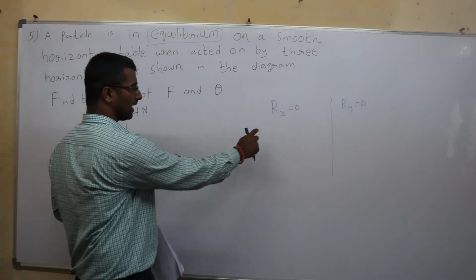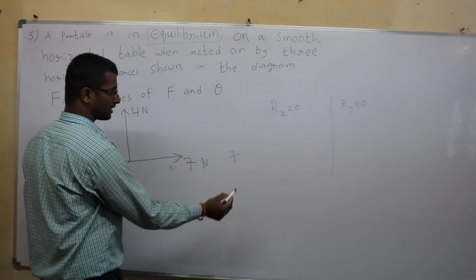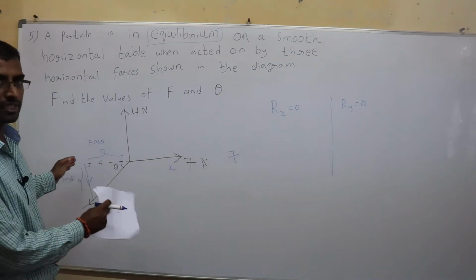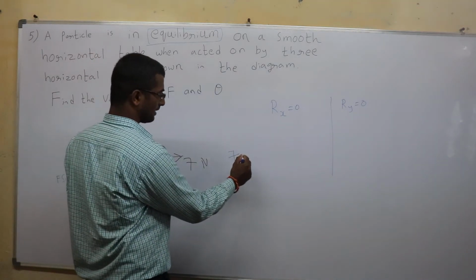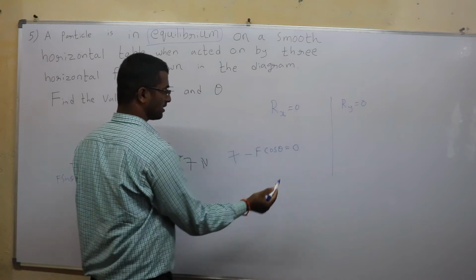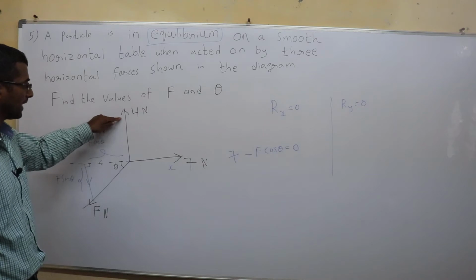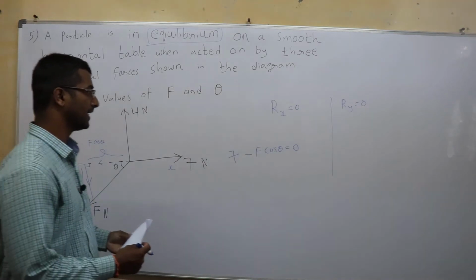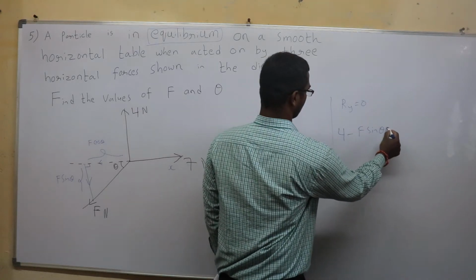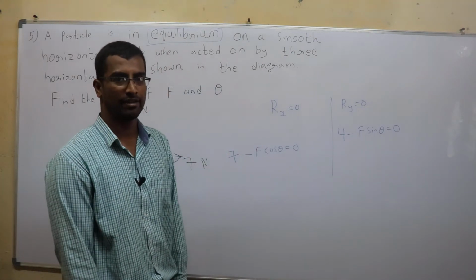So let us start with Rx. 7 is in this direction, so 7 first. The other force acting along x is F cos theta, which is in the opposite direction. So 7 minus F cos theta equal to 0 is your Rx. Now Ry, what is acting in the positive y direction? 4, and below is F sin theta. So 4 minus F sin theta equal to 0. Clear? Now using these two you need to find F and theta.